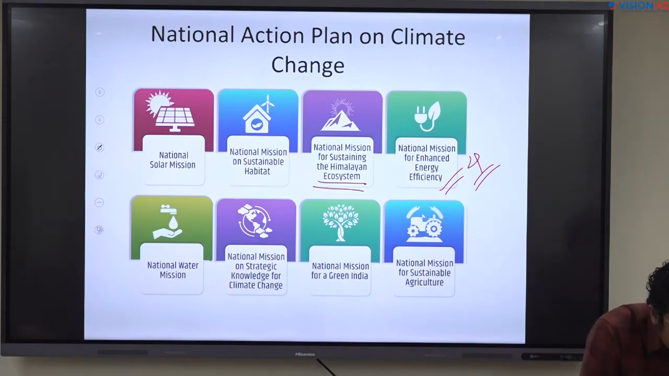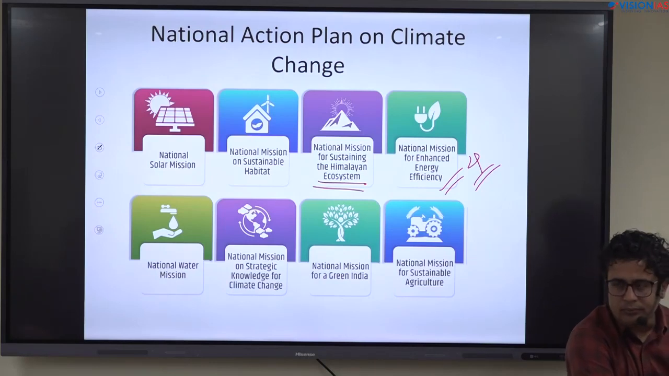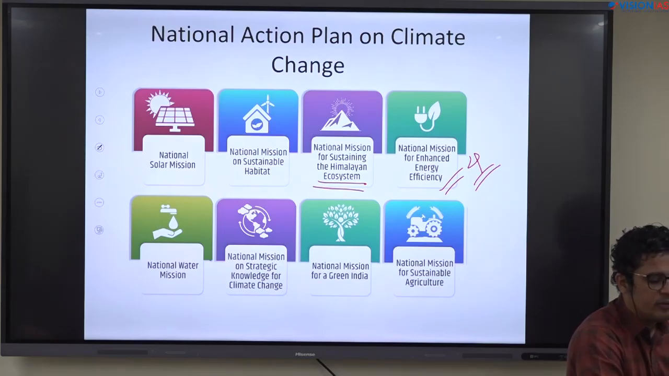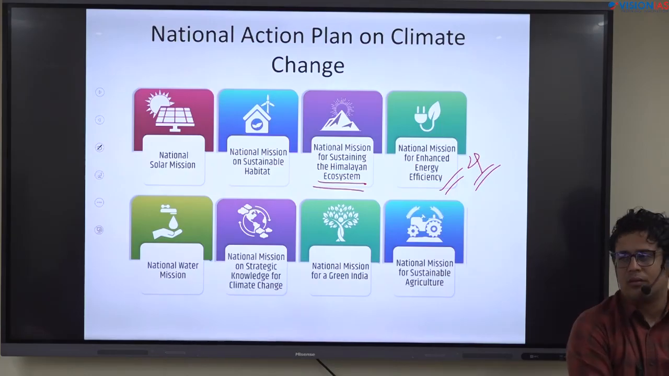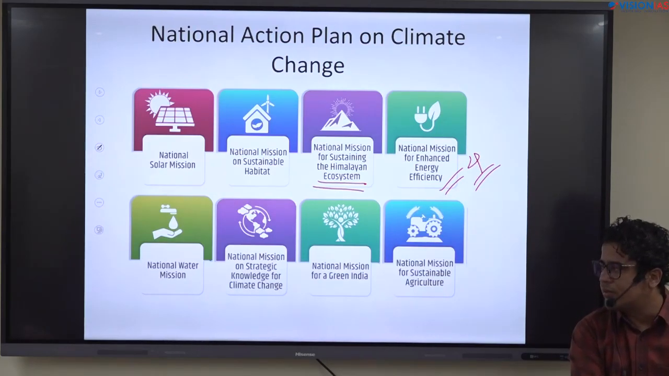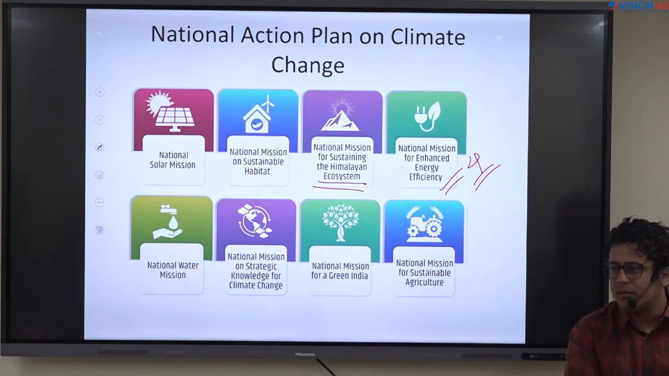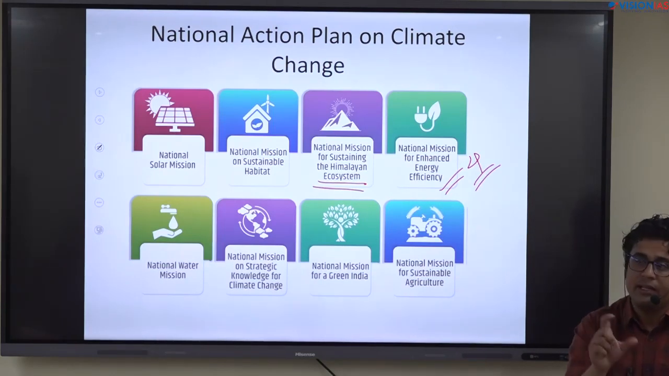and promote manufacturing of energy efficient products. Okay. So this fourth mission is about controlling the wastage of electricity and promoting energy efficient products like LED.